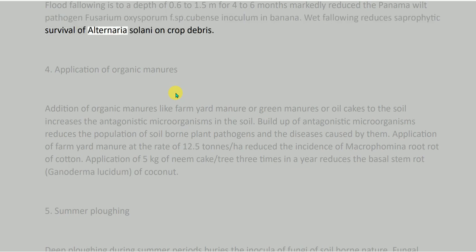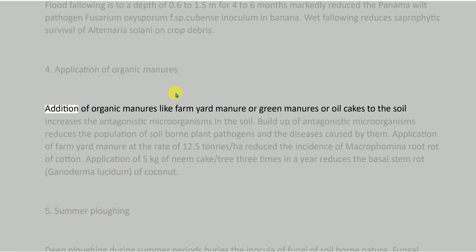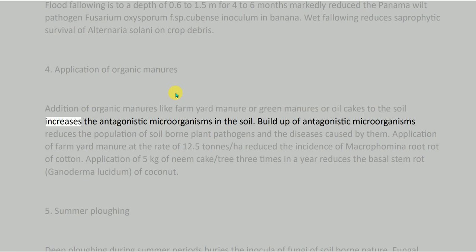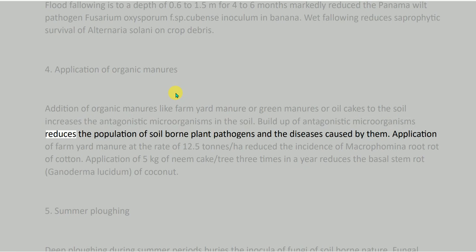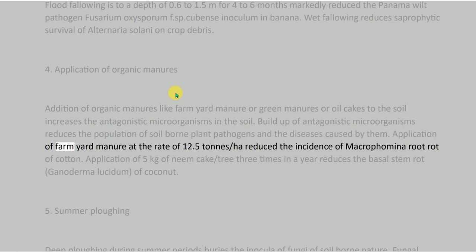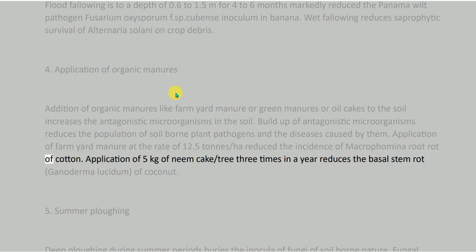4. Application of organic manures. Addition of organic manures like farmyard manure or green manures or oil cakes to the soil increases the antagonistic microorganisms in the soil. Build-up of antagonistic microorganisms reduces the population of soil-borne plant pathogens and the diseases caused by them. Application of farmyard manure at the rate of 12.5 tons per ha reduced the incidence of Macrophomina root rot of cotton. Application of 5 kilograms of neem cake per tree 3 times in a year reduces the basal stem rot, Ganoderma lucidum, of coconut.